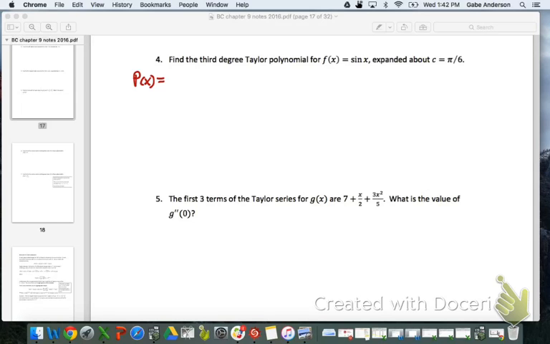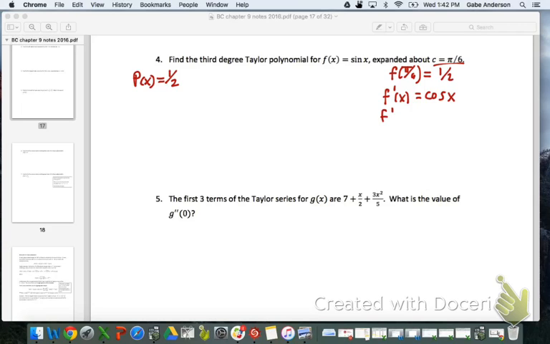But here we go. The first term is going to be the function evaluated at our centering point, and our centering point is pi over 6. So it's going to be f of pi over 6, which of course would be sine of pi over 6, which is 1/2. So my first term is going to be 1/2. Going for third degree. We're up to the 0th degree. So our next term is going to be based on f prime of x, and f prime would be cosine.